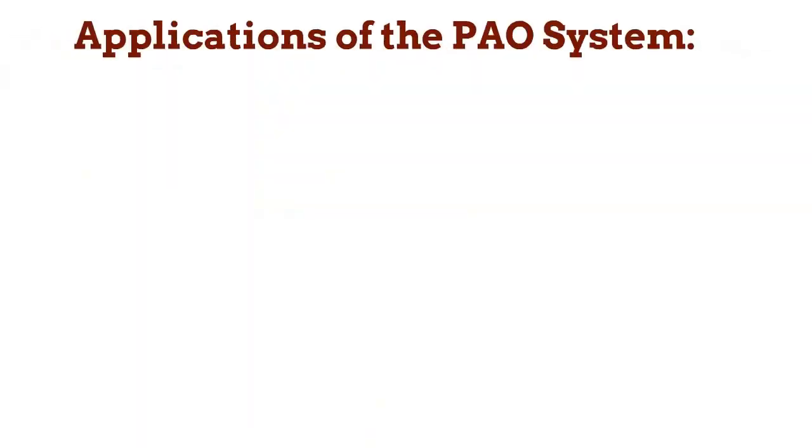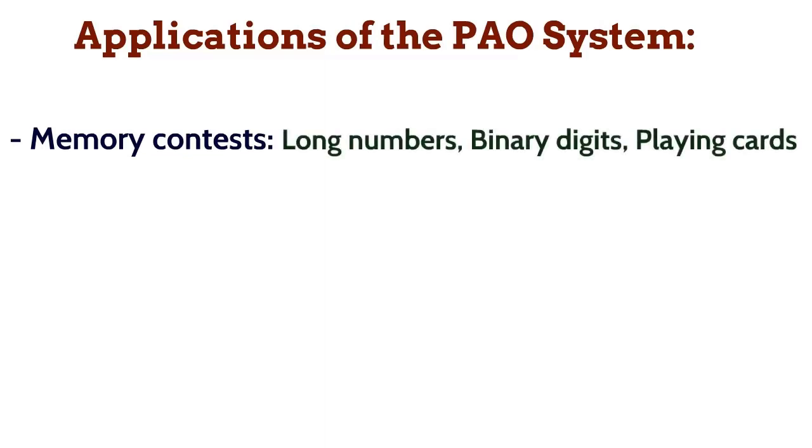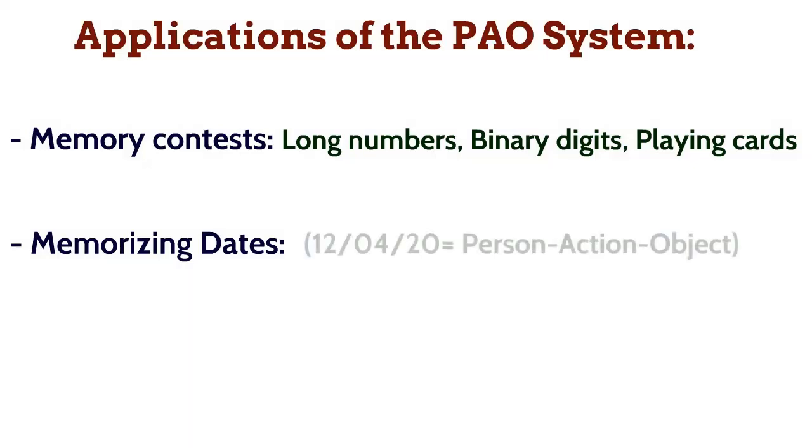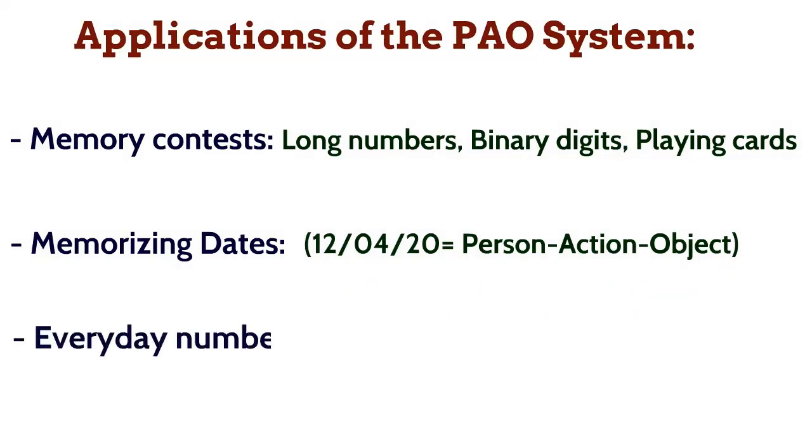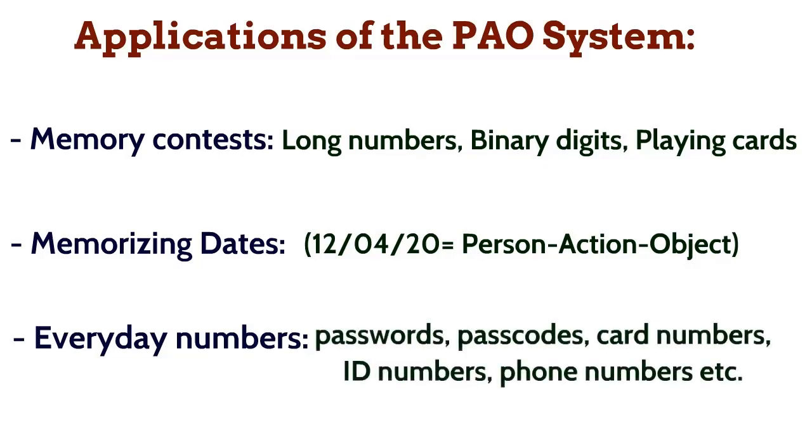Although it seems an advanced method that you can only use in memory competitions for numbers, binary digits, or playing cards, you can also apply this method in different situations that you face every day. For example, the PAO system is perfect for dates, as they're 6 digits long. 120420 is super easy to turn into a picture. Person, action, object is day, month, year. Tiger Woods being hypnotized on a bike. You can also use this technique in your daily life for memorizing any numbers you need to know, like passwords, card numbers, ID numbers, phone numbers, etc.